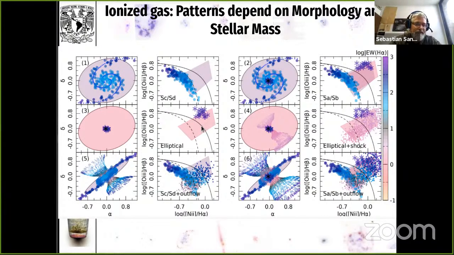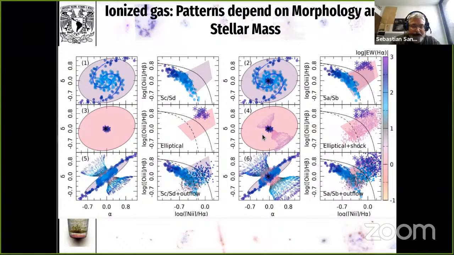In the case of early types, you may have a diffuse component, and it's more or less located in the same location in the BPT diagram. This diffuse gas may be due to leaking and turbulence and things that are associated somehow with the star formation and with the feedback. In the case of ellipticals, you most probably have a smooth distribution and a low equivalent width of H alpha, and it's located anywhere in this region. Most probably it's due to the presence of old stars.